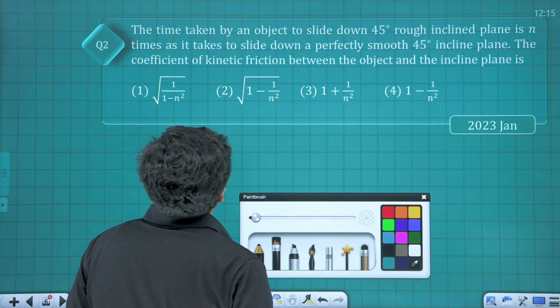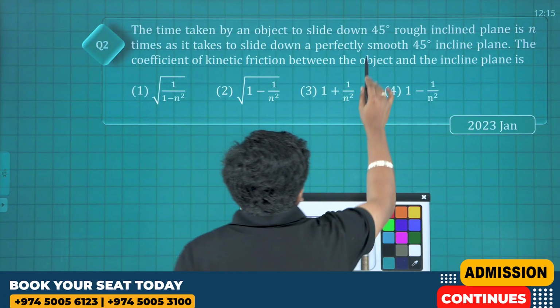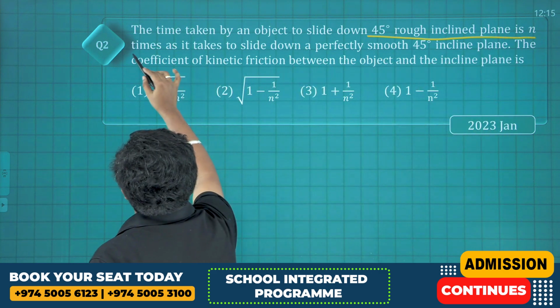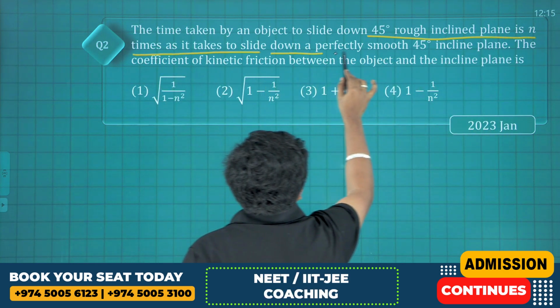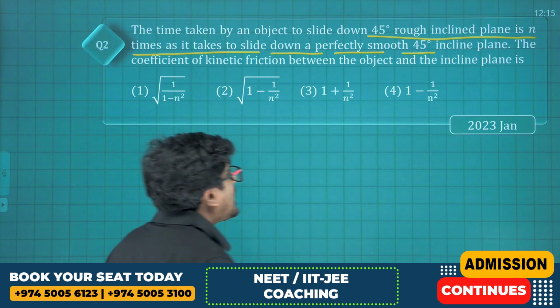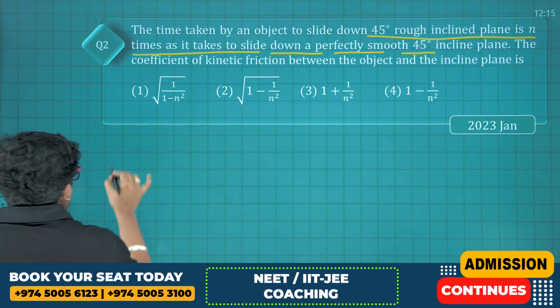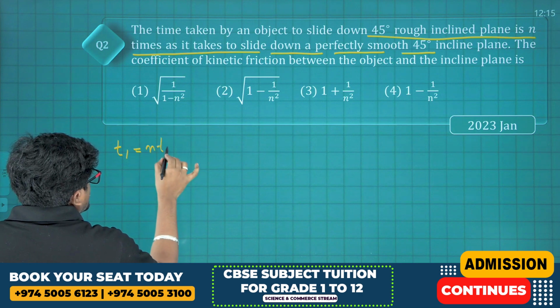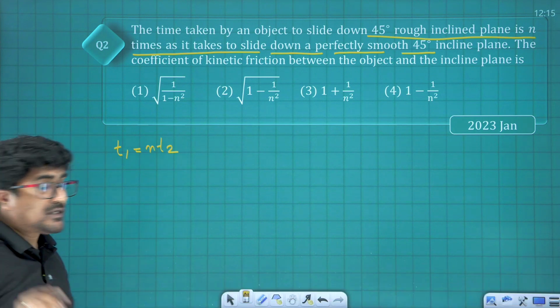Question number 2. The time taken by an object to slide down a 45-degree rough inclined plane is n times that it takes to slide down a perfectly smooth 45-degree inclined plane. So the time taken to slide down is t1, and that is equal to n times t2. That's what is given in the question.